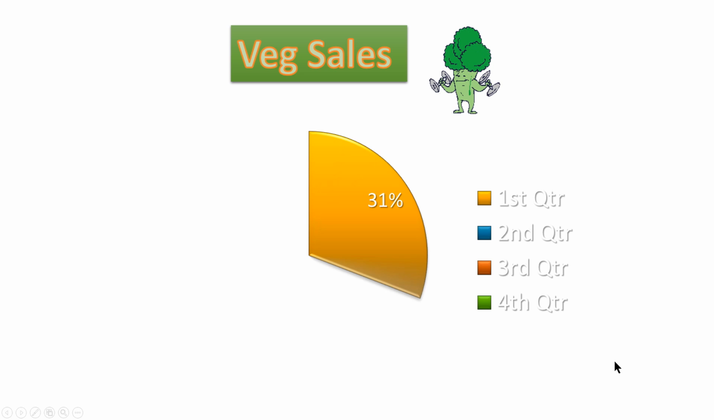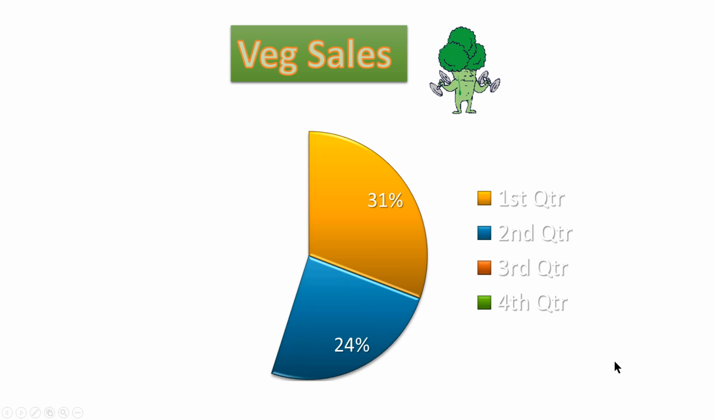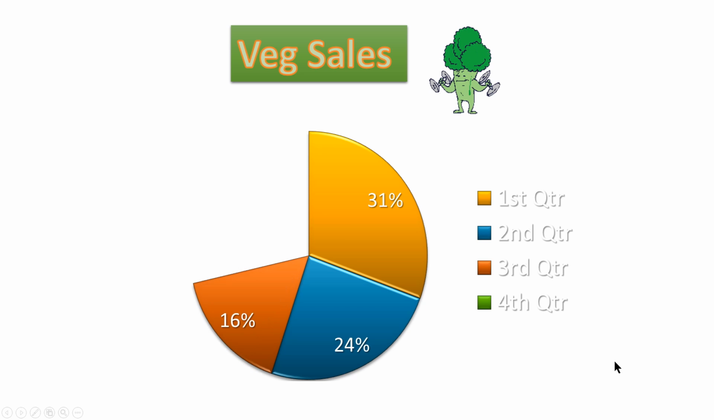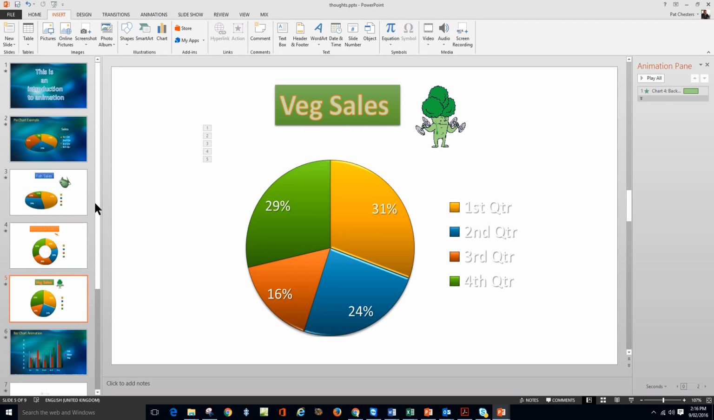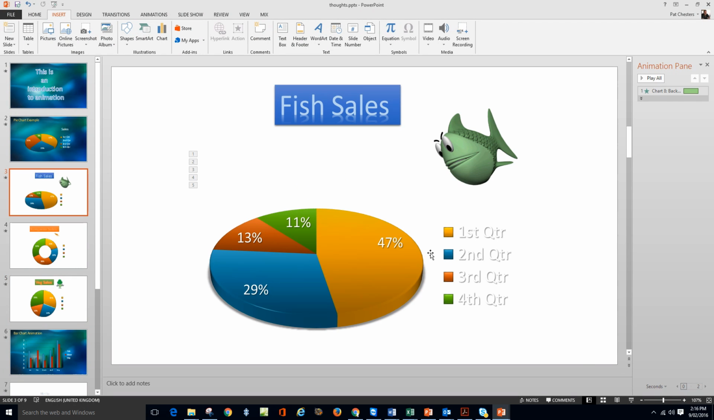And the next one, we've got an animated GIF of some veggies. And as I click in, I get a different view of the pie chart again. So we'll stop it there and have a look at what we've done. So we've seen that pie before.